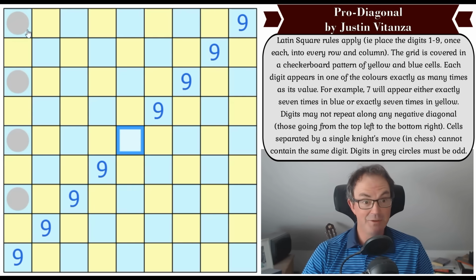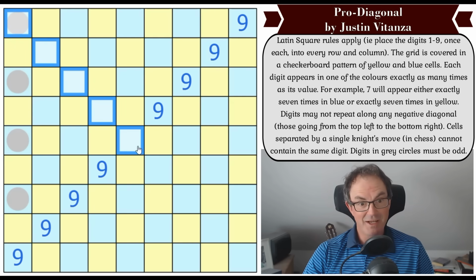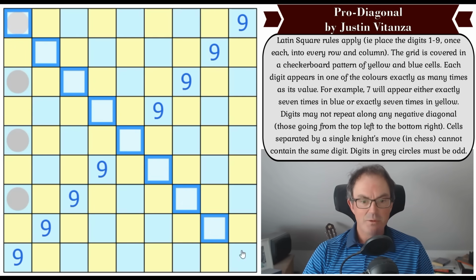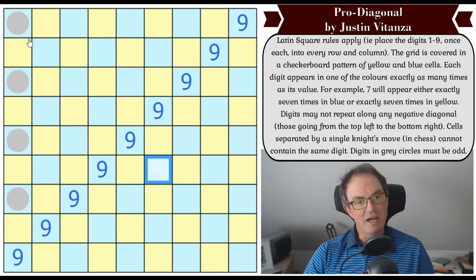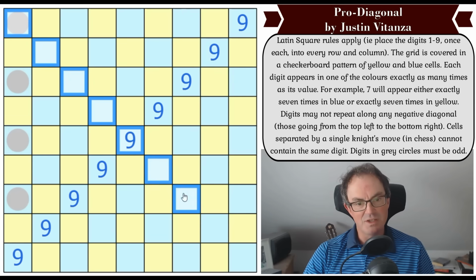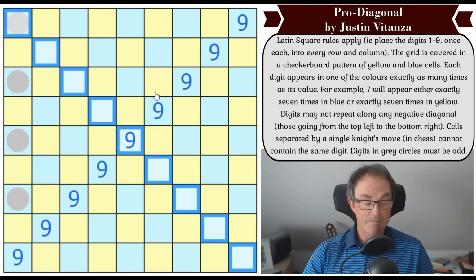And now where's the 9 on the sort of main negative diagonal? Oh, which actually, the main negative diagonal has to contain the digits 1 to 9 once each, because it does. It has to. It can't have a repeat on it, and there are 9 cells on it. So.